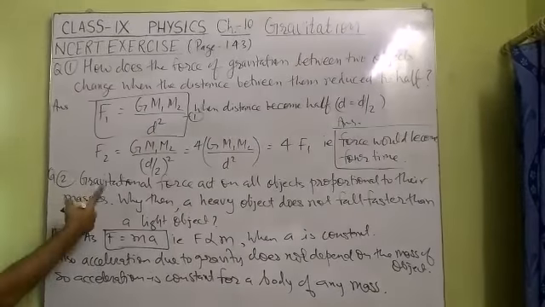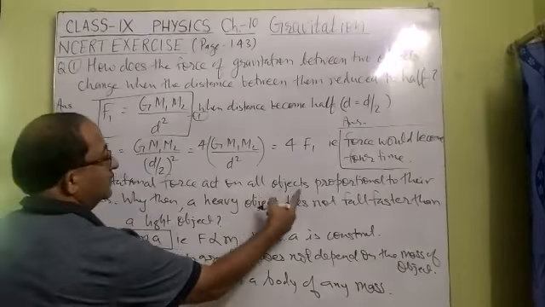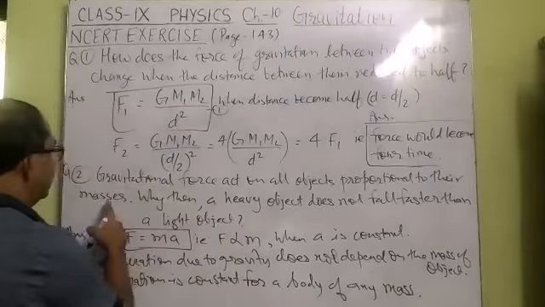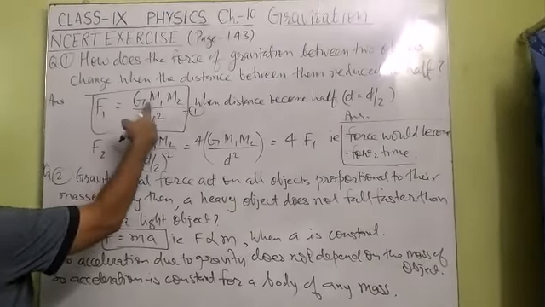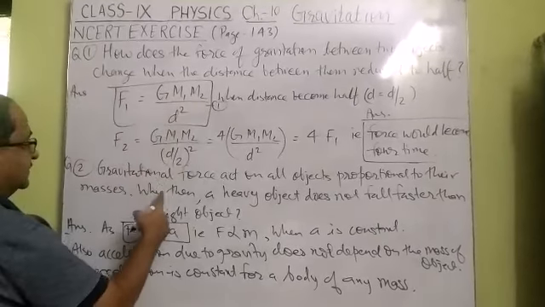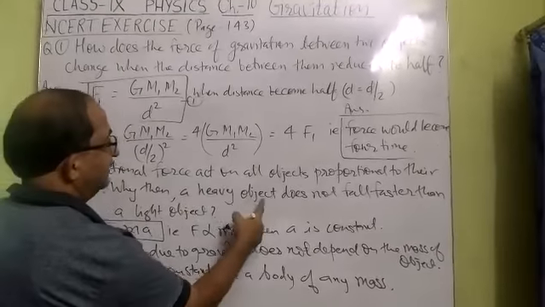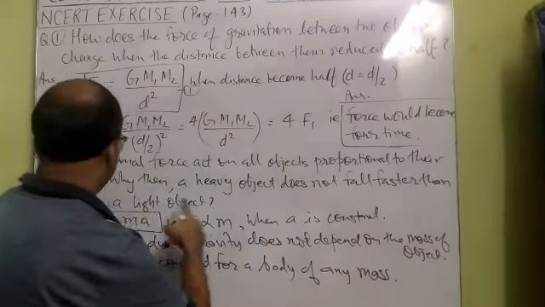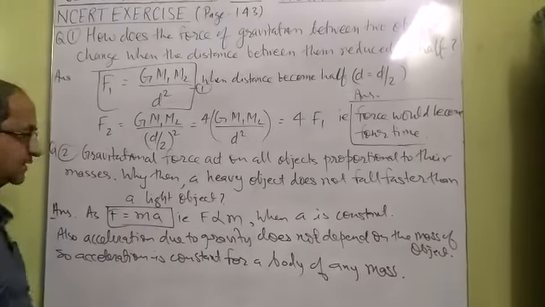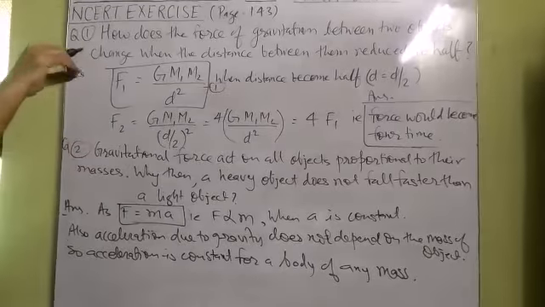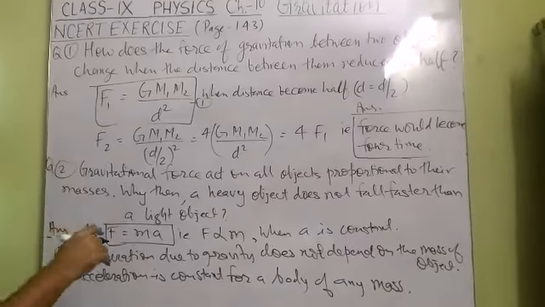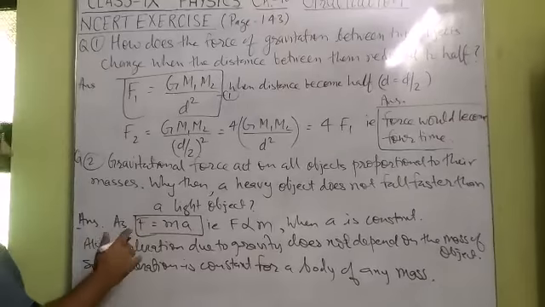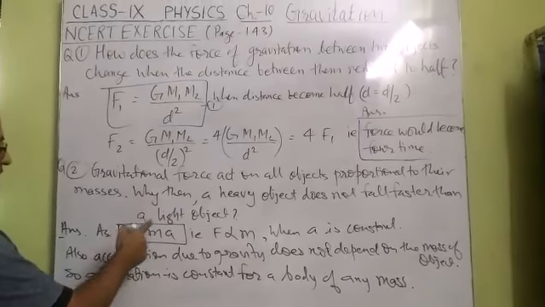Now question number 2. Gravitational force acts on all objects proportional to their masses. We have already discussed this formula: F is proportional to the product of their masses. But why then does a heavy object not fall faster than a lighter object? Means when we allow any two objects, one heavy and one lighter, to fall, they both will reach at the same time when released from a particular height.